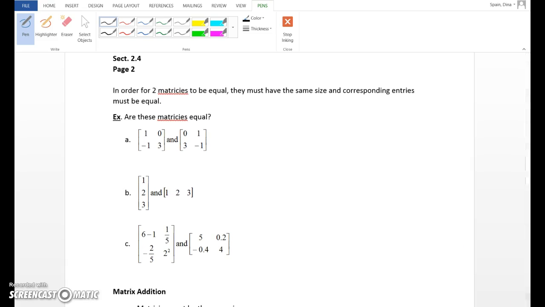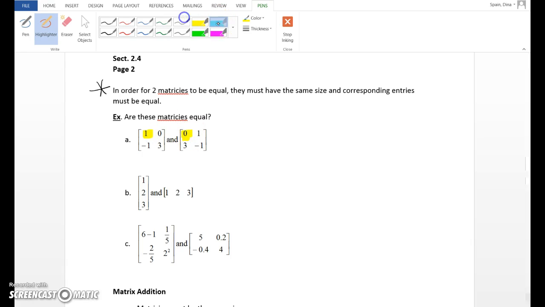Now, let's talk about equal matrices. In order for two matrices to be equal, they must have the same size, and the corresponding entries have to be equal. Let's see, are these matrices equal? First of all, this is a 2 by 2 and that's a 2 by 2. So their sizes match. Let's check the corresponding entries.